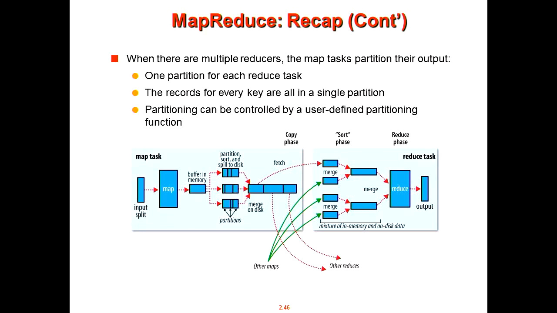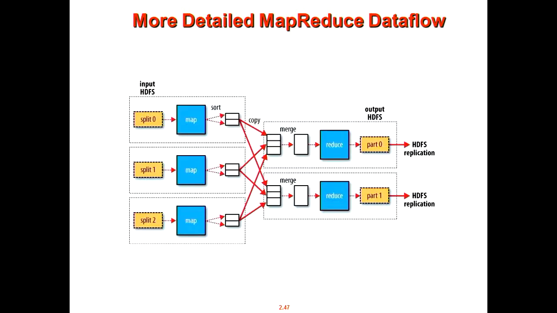But the result in each output file is going to be sorted, right? Within each output file, it is sorted, but not amongst them. So one output file can start from A to R, and the second one from B to Z. It's possible. Yeah, that's possible. Yeah, you're right.